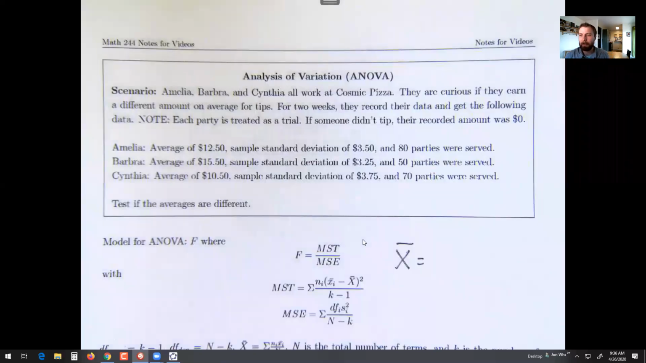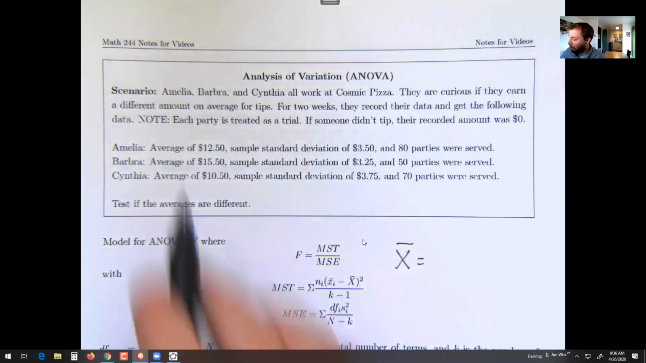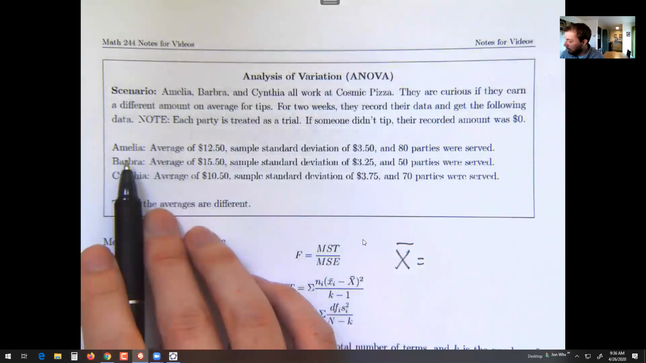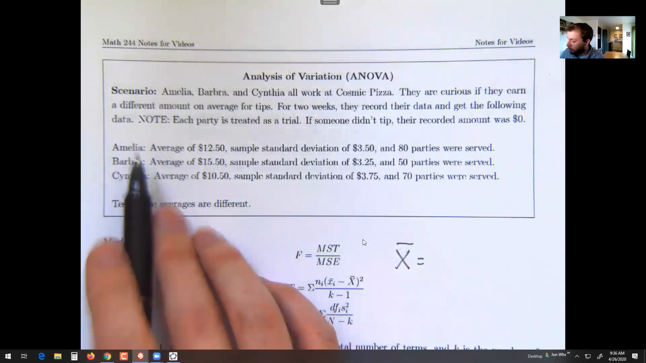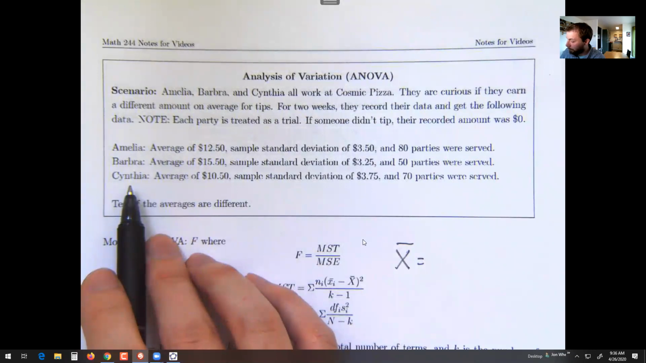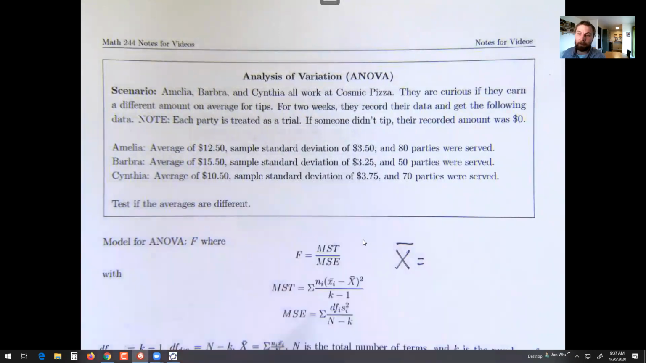This video is going to look at how to do analysis of variation by hand. This is the process for comparing several averages. So suppose in this problem, I'm looking at how much Amelia, Barbara, and Cynthia make in tips. If someone didn't tip, they got a value of 0 there.